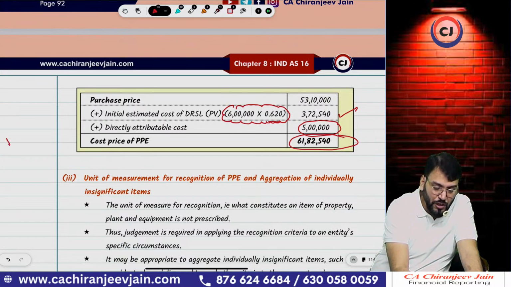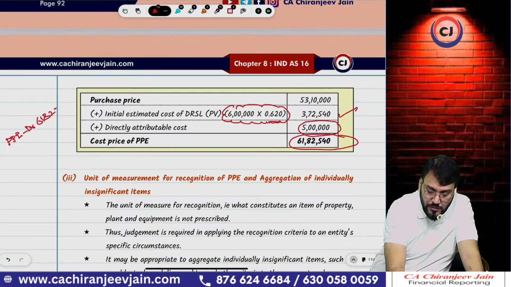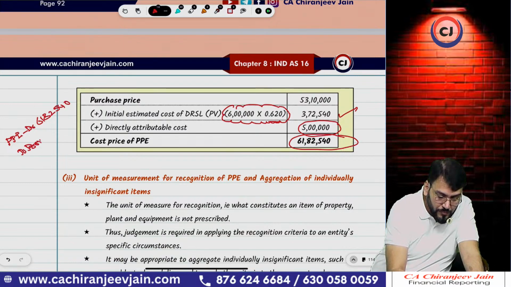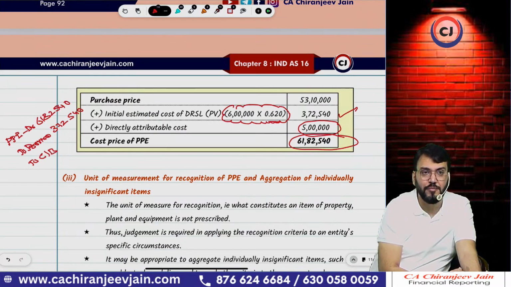For journal entry, only for your understanding, PP account debit how much? 61 lakh 82,540. To provision how much? 3 lakh 72,540. And balance will be cash or bank? Cash or bank, balance amount will come.